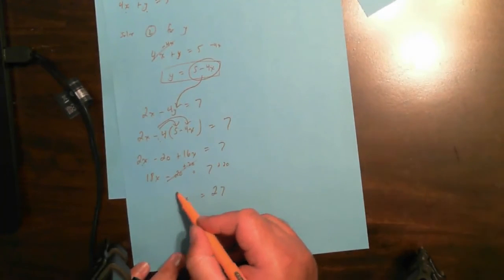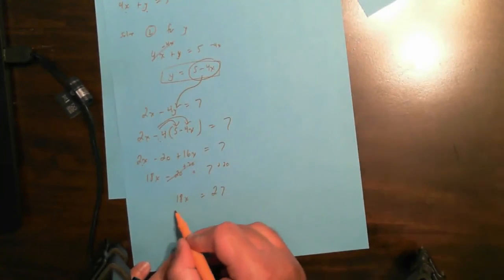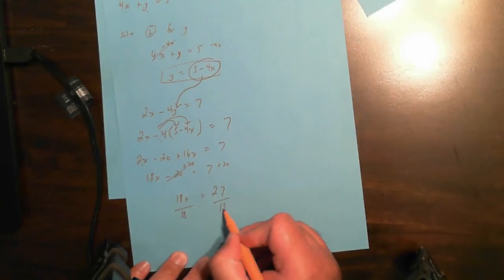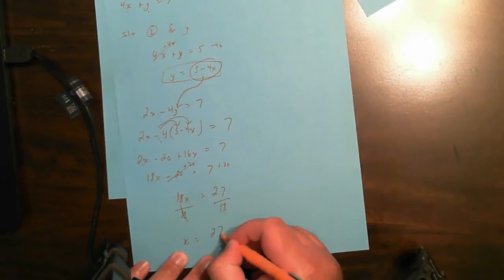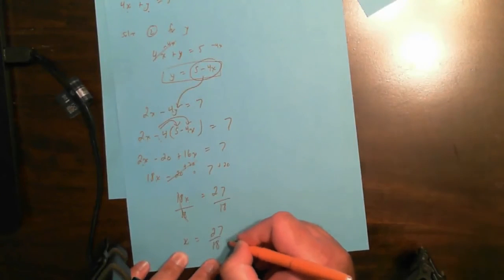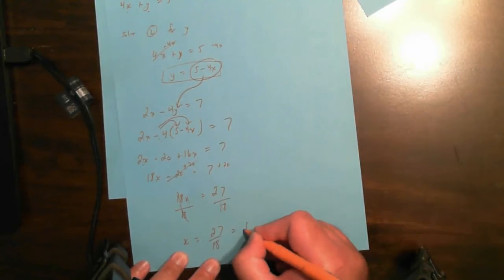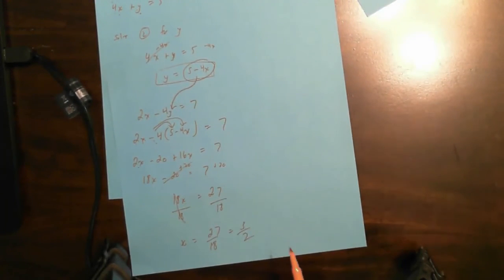So now, to solve for x, I would have to get rid of the 18 that's right here. Since this is multiplied by x, I would have to divide both sides by 18 to solve for x. So x would be equal to 27 over 18, which I can reduce because both of these values are divisible by 9, giving me 3 over 2. So my x is 3 over 2.